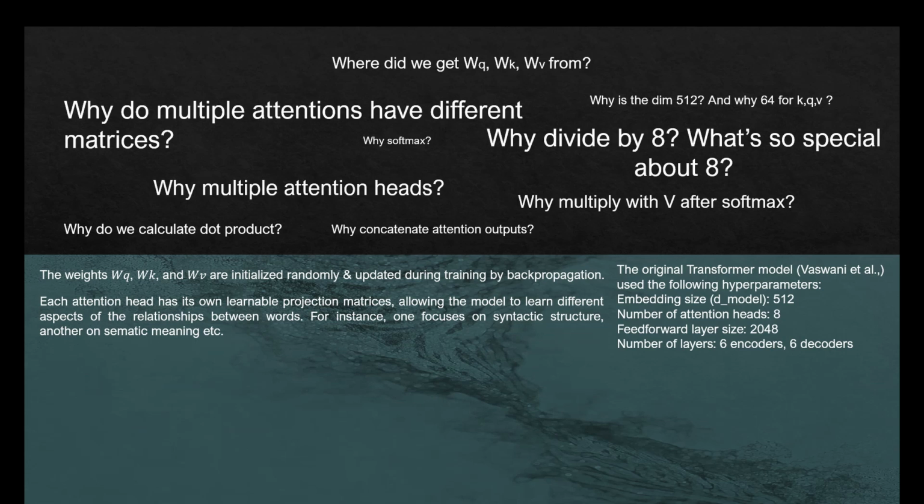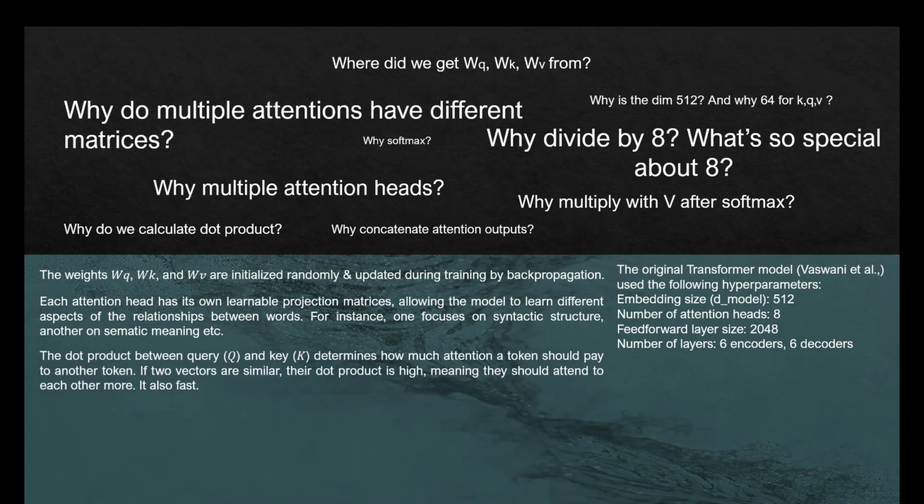Okay, now what about multiple attention heads? Why do you need so many attention heads? Okay, so we need multiple attention heads because each attention head is going to learn a different set of parameters. So let's say if one attention head is talking about syntactical structure, the other will focus on semantic meanings. And if you didn't have different weight matrices for different attention heads, then they would just calculate the same thing. So that's why they're different.